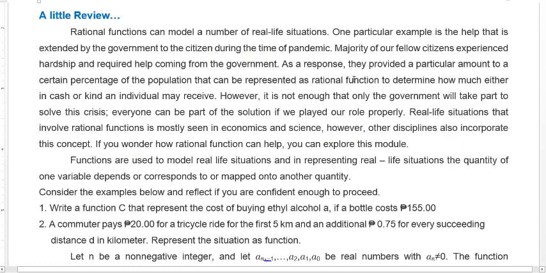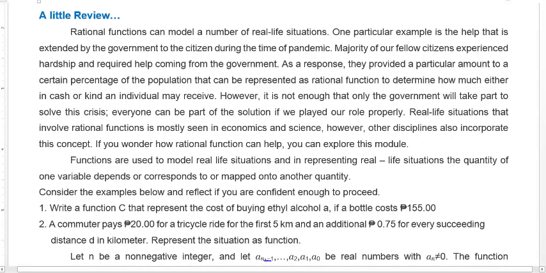As a response, they provided a particular amount to a certain percentage of the population that can be represented as a rational function to determine how much, either in cash or kind, an individual may receive. Ano yung in kind, di ba? Yung mga pagkain, relief goods. However, it is not enough that only the government will take part to solve this crisis. Everyone can be part of the solution if we play our role properly. Real-life situations that involve rational functions are mostly seen in economics and science. However, other disciplines also incorporate this concept. So let's go ahead and see for ourselves.